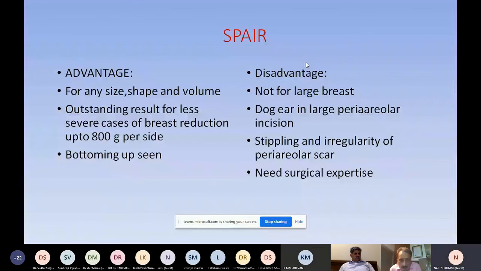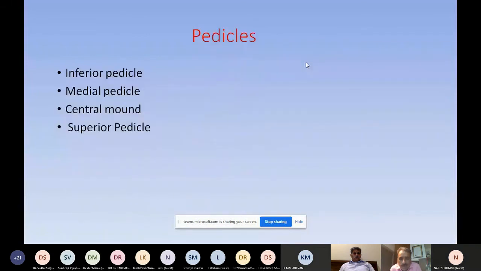Which flap? How many flaps? Dr. Naresh, how many flaps are there in inverted T breast reduction? We have the superior flap, and the medial and lateral skin flaps, so two flaps. And the inferior, the nipple flap, which is the inferior pedicle flap, right? So you have three flaps. Very good, very well said. So you have to look for vascular compromise in all the three flaps, right?